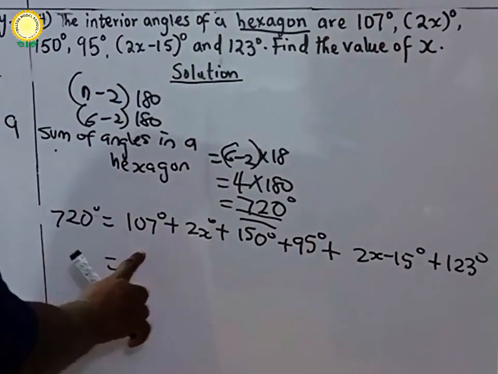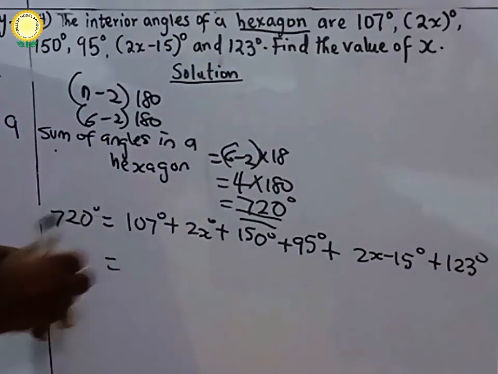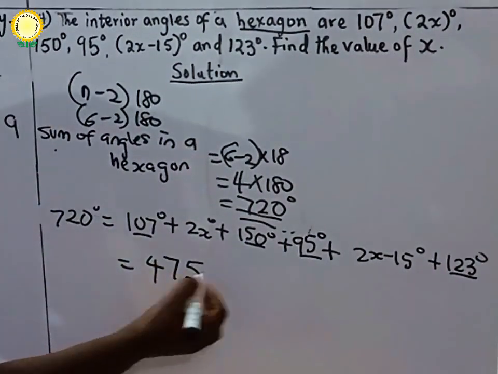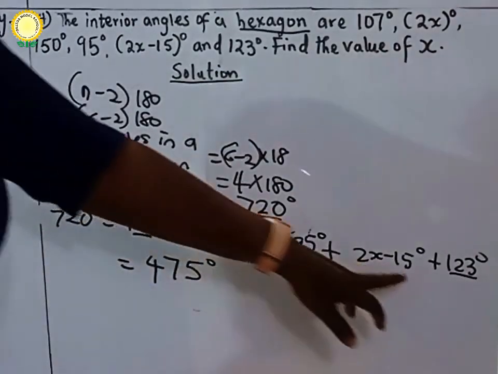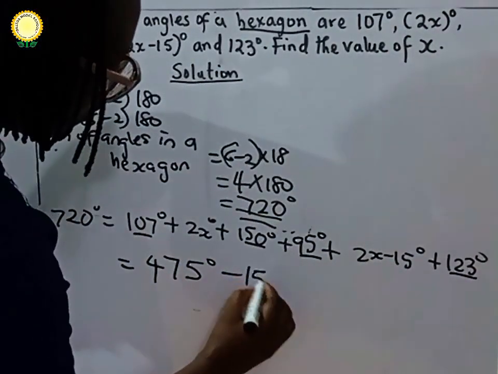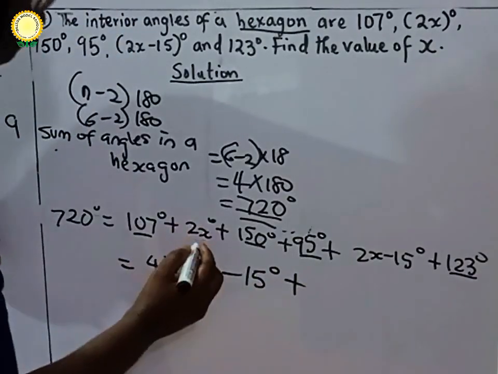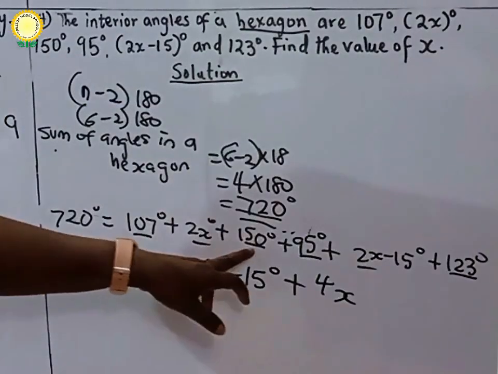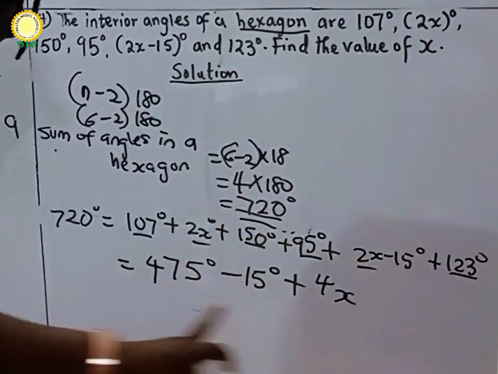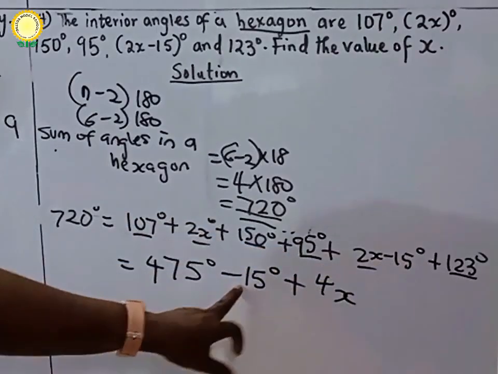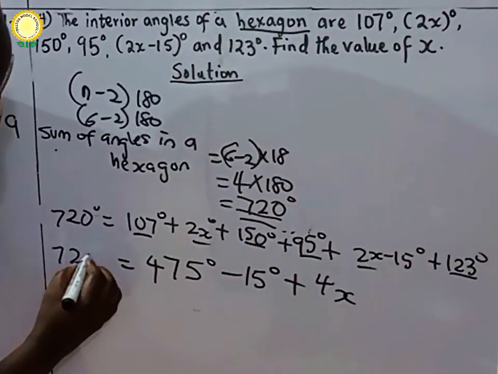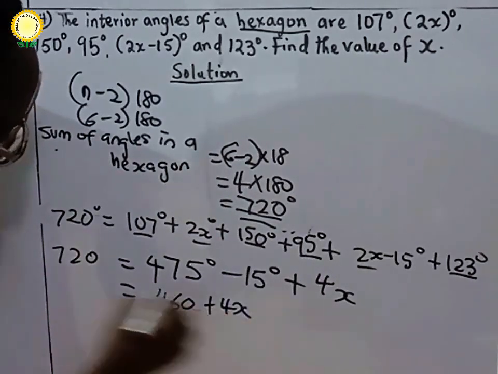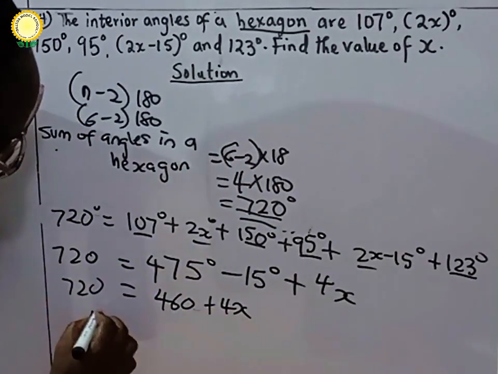So when we add this, 107 plus 150 plus 95 plus 123, what do we have? 475 degrees. I didn't add this negative 15. We write it. Then we add the like terms 2x plus 2x. That will give us 4x. So we cross check: 107 plus 150 plus 95 plus 123 will give you 475, minus 15, plus 4x. So 475 minus 15 will give us 460 plus 4x.